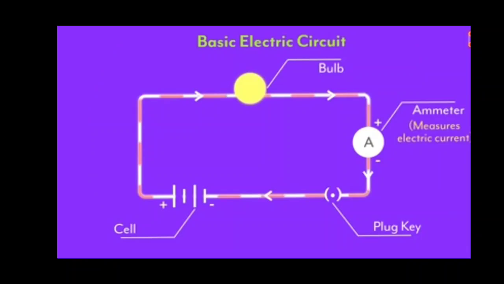Here, when the switch is on, the current starts flowing, the electric charges start flowing, and when they start flowing, the bulb glows, and the needle in the ammeter will deflect. It will show a reading. The reading shown by the ammeter is the amount of current flowing through the circuit.